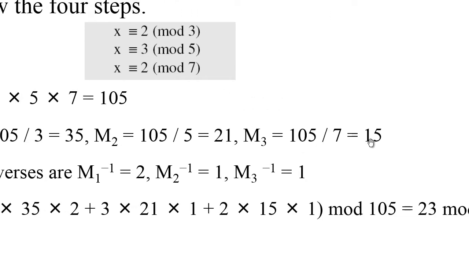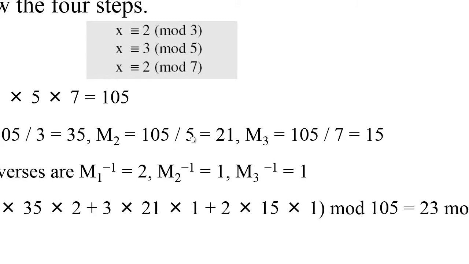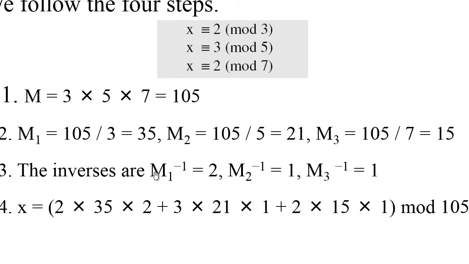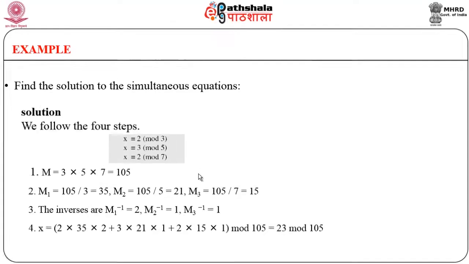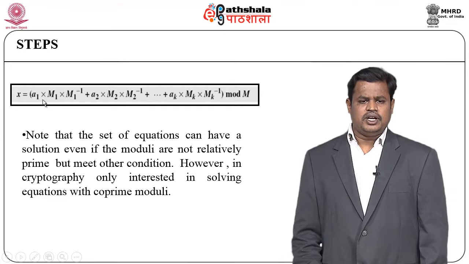Similarly, I will do it for 15 also. Here we can use Fermat's theorem or Euler's theorem to directly get the multiplicative inverse, or we can go one by one, that is the iterative method, to get the actual multiplicative inverse of the given number. Once we have the multiplicative inverses, we substitute them in the final step to get the value of x.